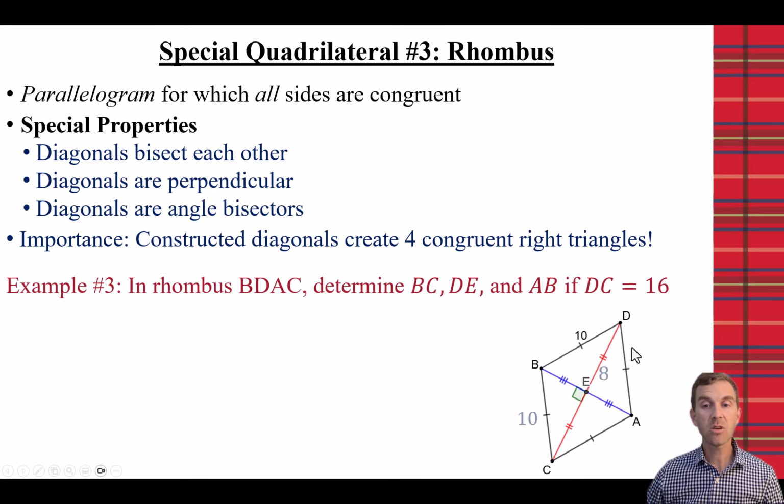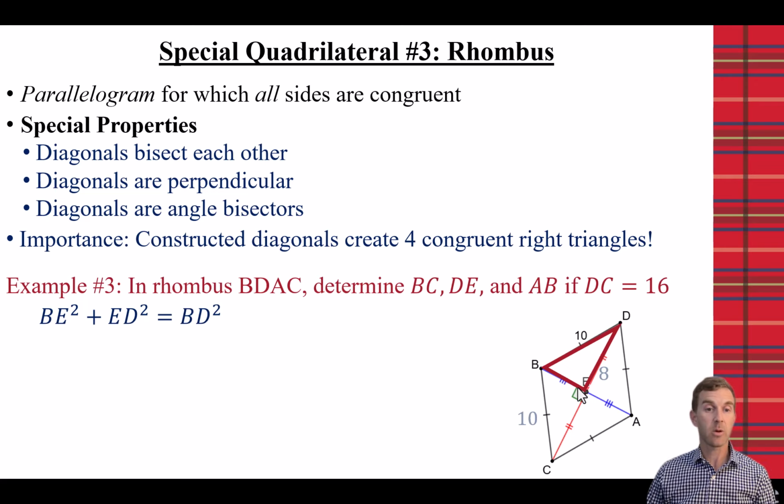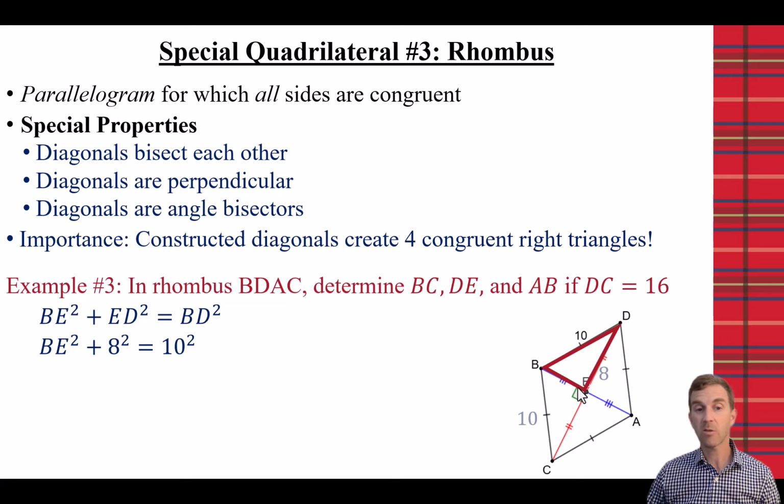Now, as we look then trying to figure out AB, it's kind of hard to figure out this, but what we have to remember is we have this right triangle. And in a right triangle, we can use Pythagorean theorem to find the missing side. So in this case, we know that BE squared plus ED squared equals BD squared. So now we know that the missing side BE squared will equal 8 squared plus 10 squared. And now that's 64 and 100.